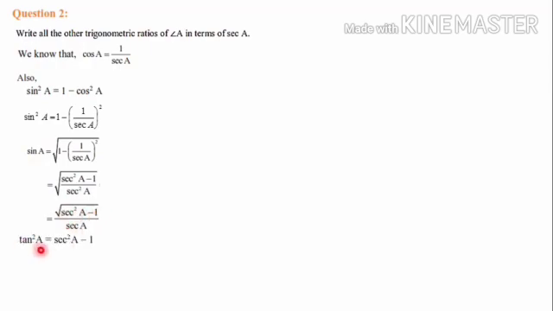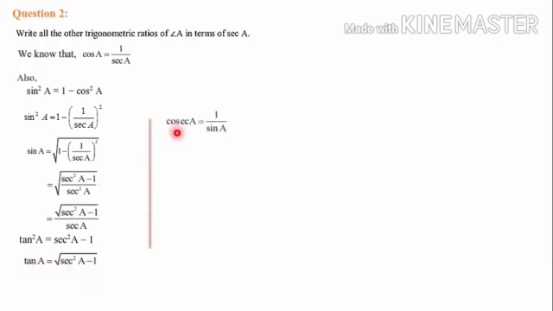Next one is tan square A is equal to sec square A minus 1. From here tan A we can calculate in terms of sec. That is tan A is equal to root of sec square A minus 1. So the third trigonometric ratio is also completed. Tan A in terms of sec, that is tan A is equal to root of sec square A minus 1.